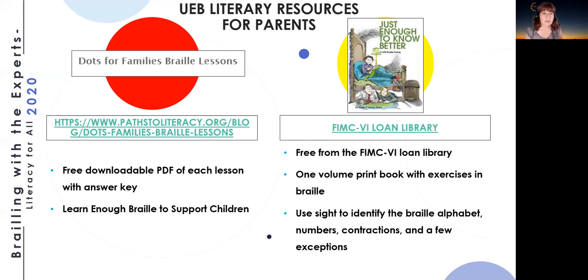Another one that we have is Just Enough to Know Better. It is available from the FIMC-VI loan library, and there is a link to that on this page as well that you can just click on and get right to. It is in one volume, and it is a print book with exercises in Braille. The parent would use their sight to identify the Braille alphabet, numbers, contractions, and it does contain a few of the exceptions in there. I've had parents use this and really like it and found value in it. So it can be borrowed from the loan library.